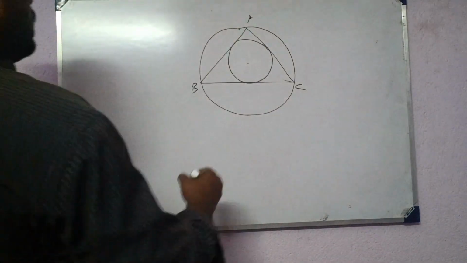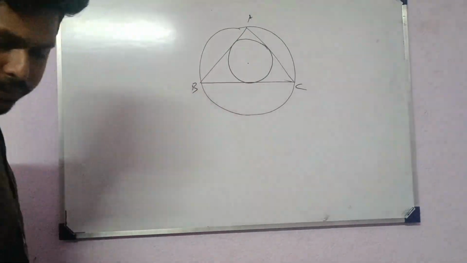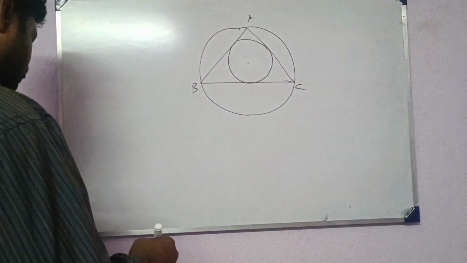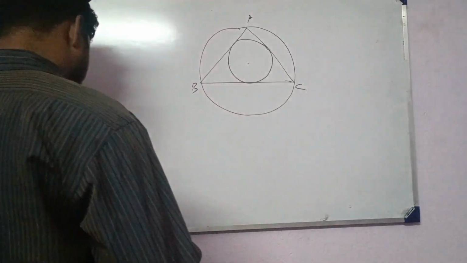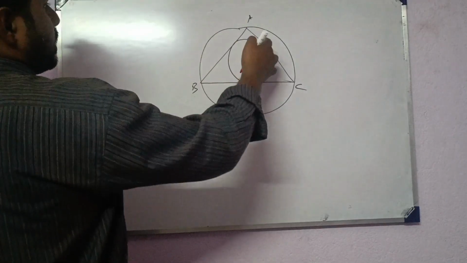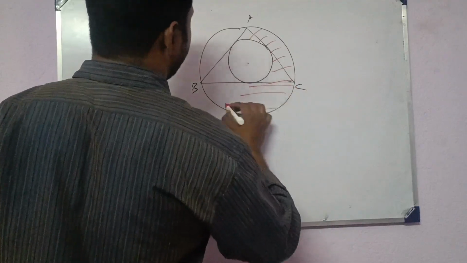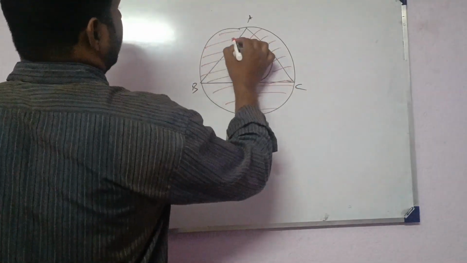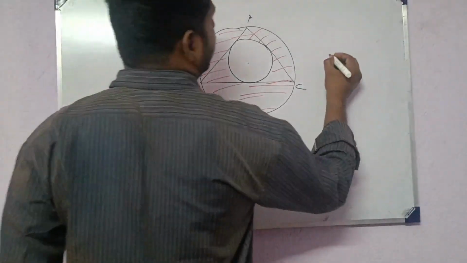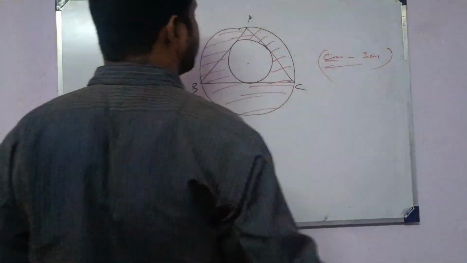This is the incenter or circumcenter, both will be the same. We have to find the area enclosed between the circumcircle and the incircle. This is the triangle, the circumcircle is outside, the incircle is inside, and the area between them is this area. To find this area, we have to subtract the area of the incircle from the circumcircle.